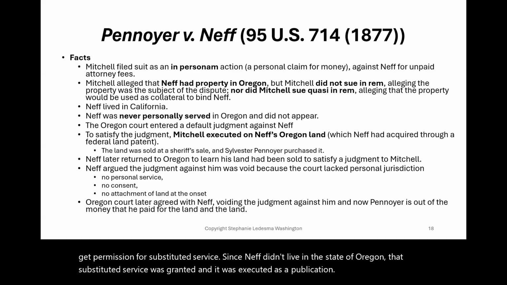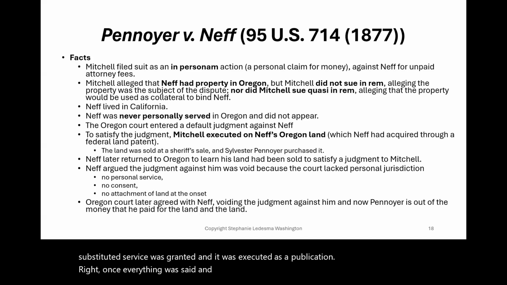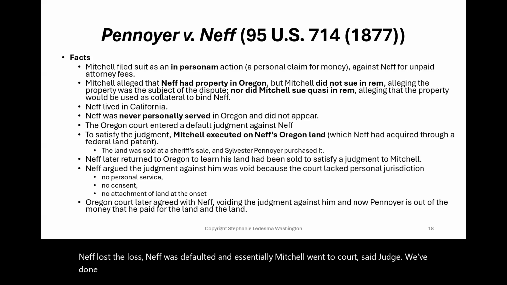Once everything was said and done and the publication was complete, Neff lost the lawsuit. Neff was defaulted. And essentially, Mitchell went to court, said, Judge, we've done 1, 2, 3, 4, 5. Let me prove up that he owes me this money. I'm asking for a judgment in that amount. And it was granted, right?